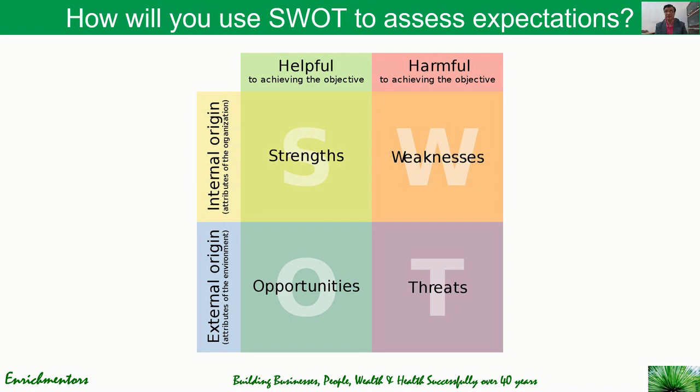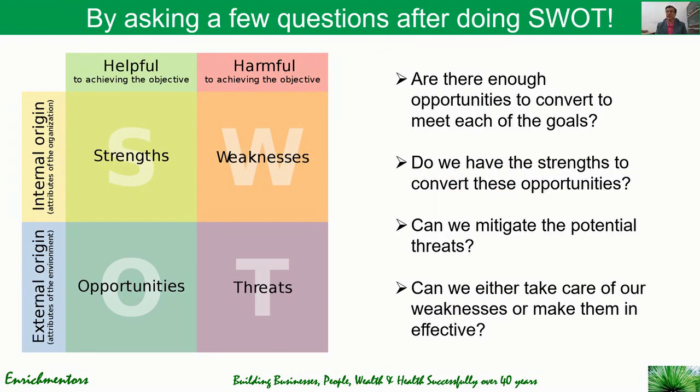Important step, very important. Otherwise, you will end up doing what your manager says. So you need to have a good idea of how sensible or how realistic the expectations of the manager are. You need to use SWOT to assess the expectations of your manager. This is how you use SWOT to assess whether you have set your expectation of the manager right. So you put your SWOT on one side and say, given your SWOT and given your manager, are there enough opportunities to convert and meet each of the goals, meet and exceed each of the goals?